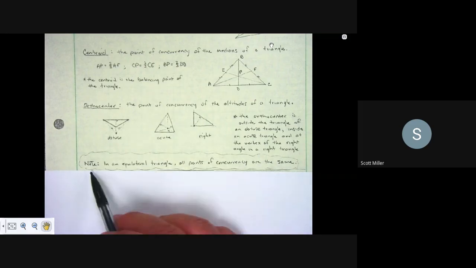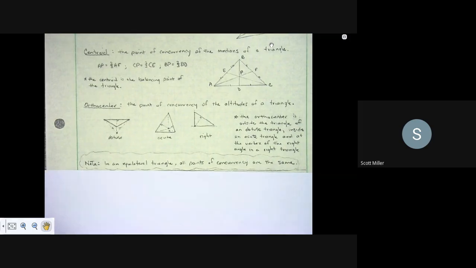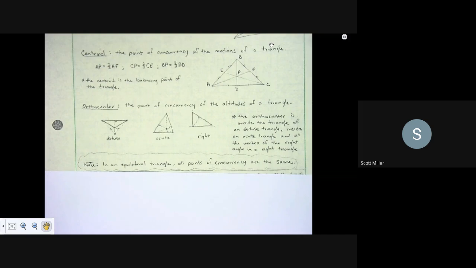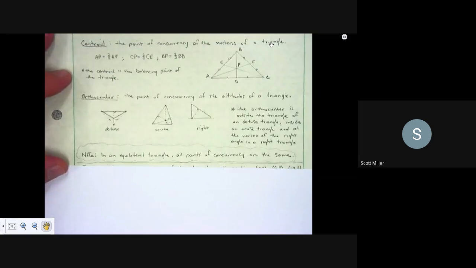And one special note, we've talked about a lot of points of concurrencies. One thing that's very interesting, in an equilateral triangle, all the points of concurrency are the same. So they all land at the exact same point. So the orthocenter, the centroid, the incenter, the circumcenter, they're all the exact same point in an equilateral triangle. That's just an interesting byproduct of that. So how can I use this knowledge to help me solve some problems? Well, let's go do one.